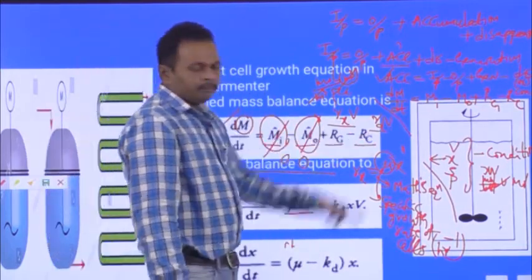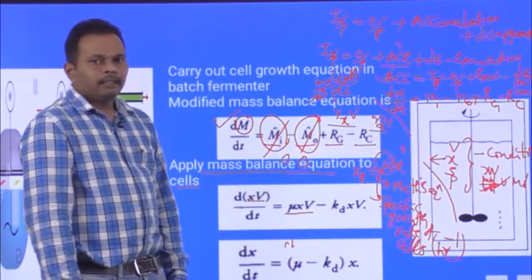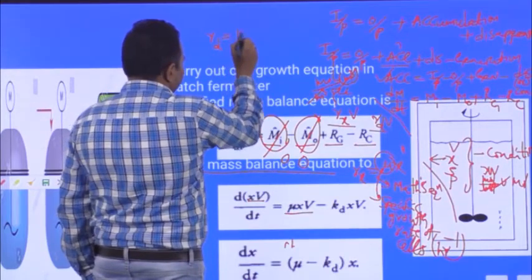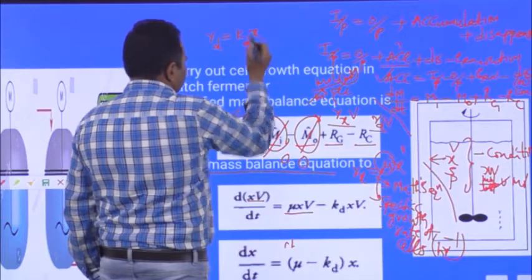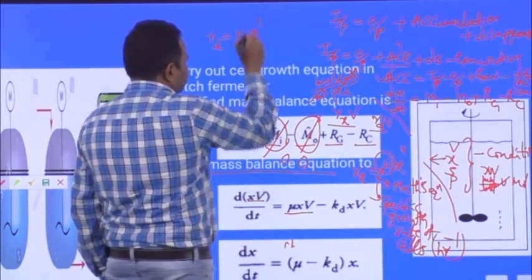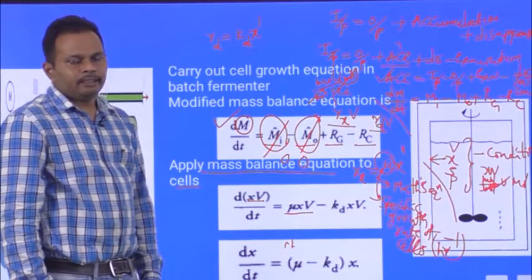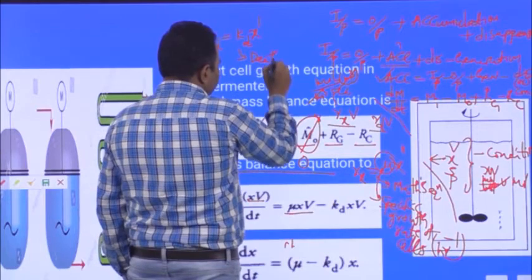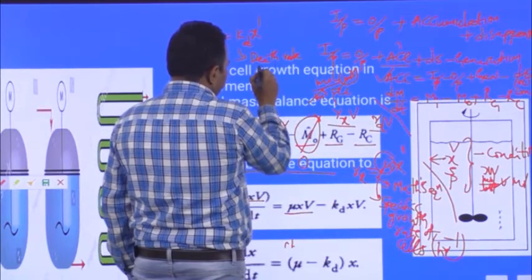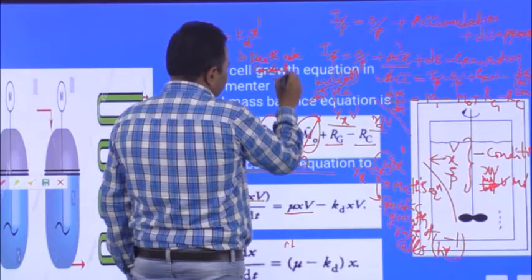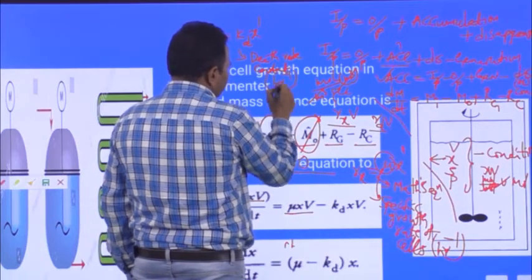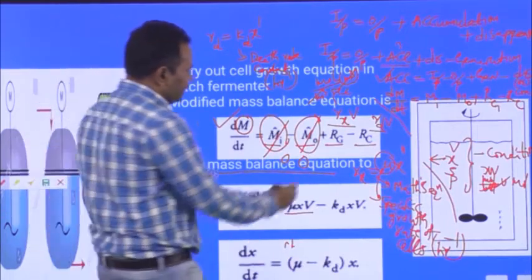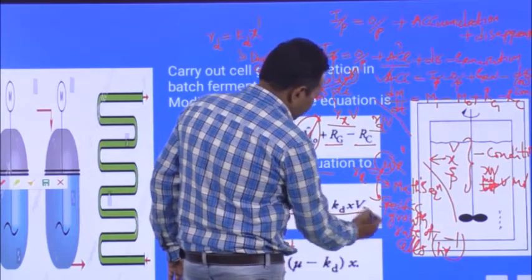Similarly, Rd, the rate of cell death, also follows first order kinetics. That means Rd can be written as Rd equal to Kd into x. What is Kd? Kd is the death rate constant, that is the number of cells died per unit time. Its units are also inverse time. Again, in place of Rd, write Kd into x, that means Kd into x into V.